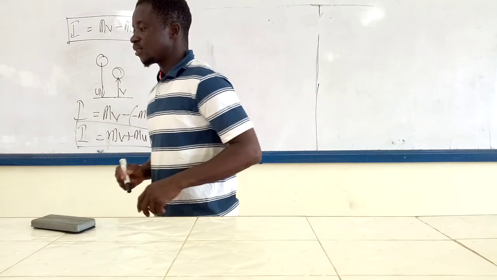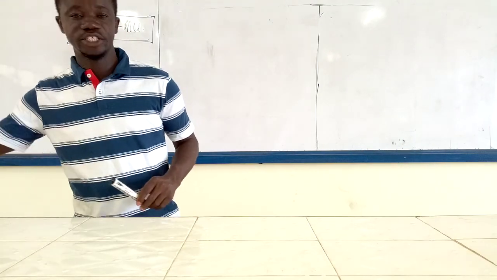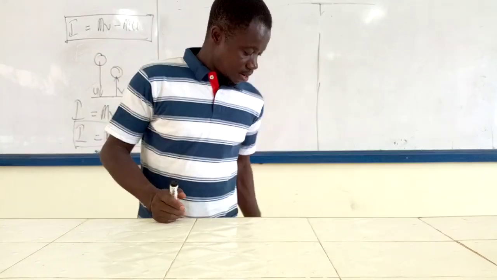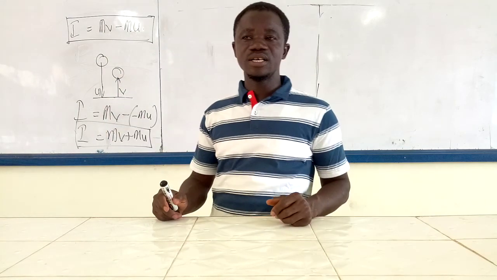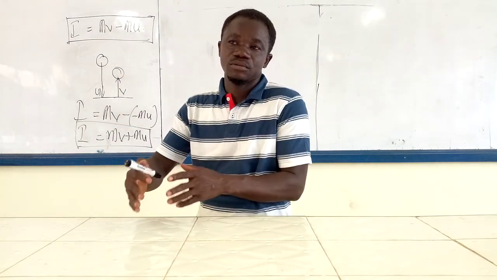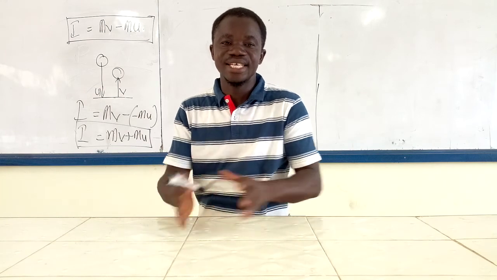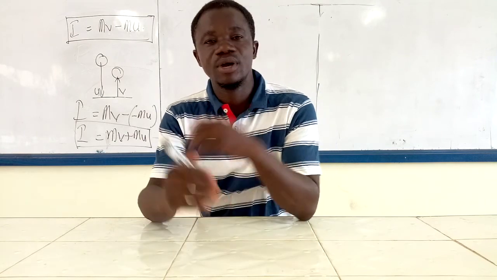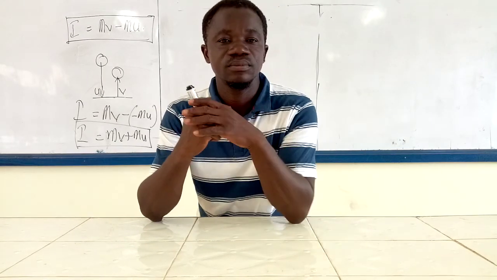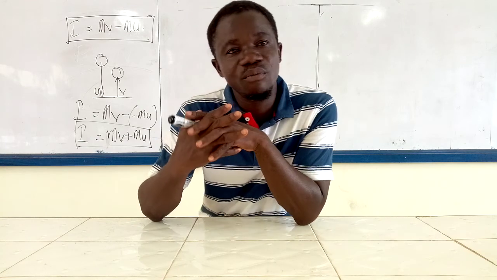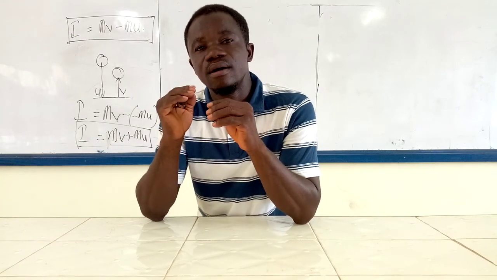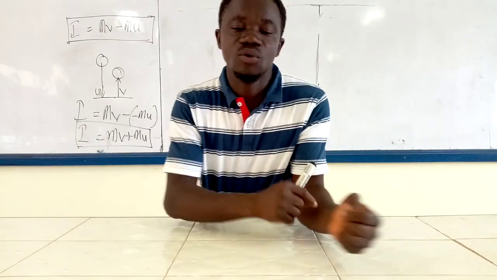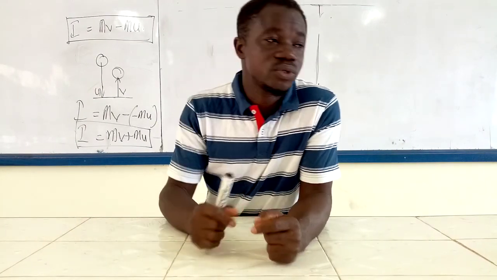Okay, so we look at collision. When two bodies collide, we are looking at collision under linear momentum. So before we even go to collision and linear momentum, let's look at the law of conservation of momentum. The law of conservation of linear momentum states that the momentum before collision is equal to the momentum after collision, provided there is no external force.